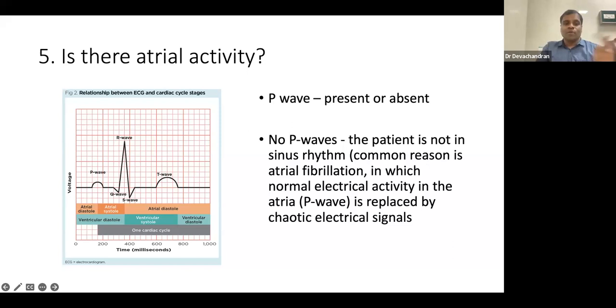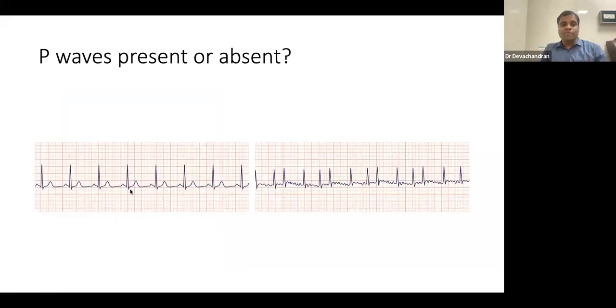Okay, so I have two examples here. On the left, you see the P, you see the QRS, you see the T. On the right, you see some undulation, some disturbance, some rough electrical activity at the baseline. You do not see clear P waves. So here the P waves are absent. Here the P waves are present.